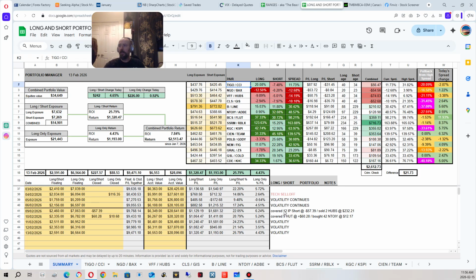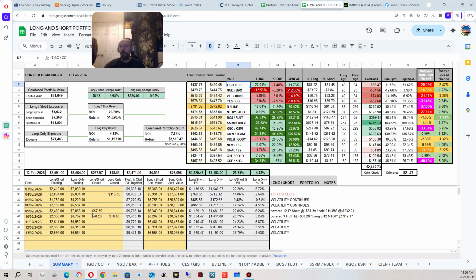I guess Monday, I covered my IP short. I lost $57.39 on that. And to replace it, I sold two HUBS at $232.21. So I replaced this IP trade with this trade. On Tuesday, I covered 9 HUT at positive 60.29, and you can see the same numbers showing up right here.